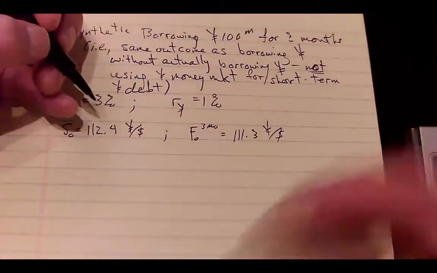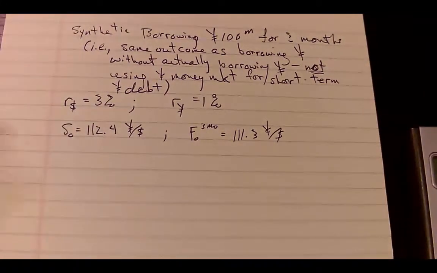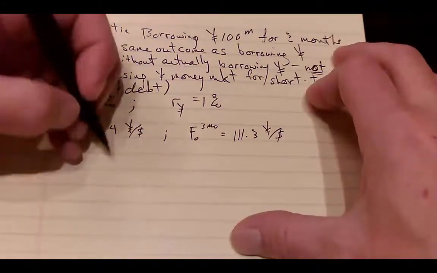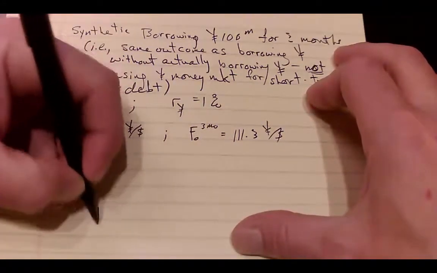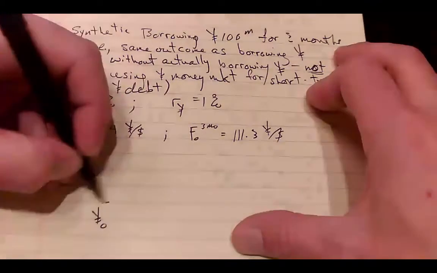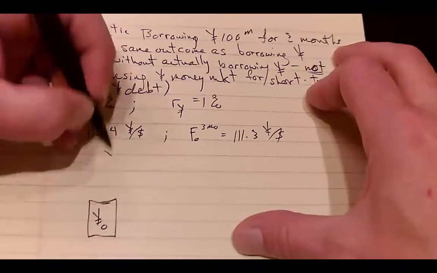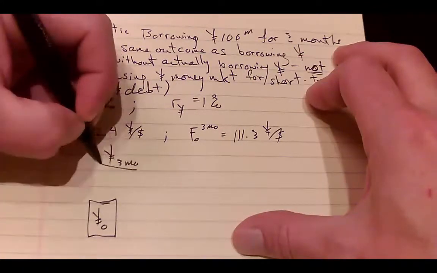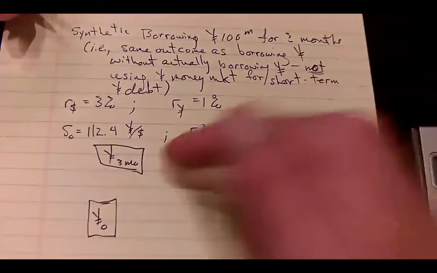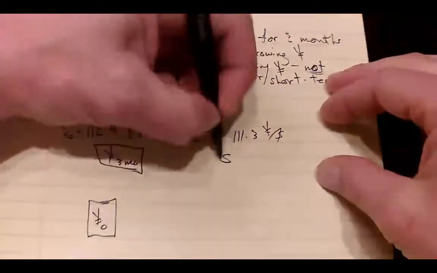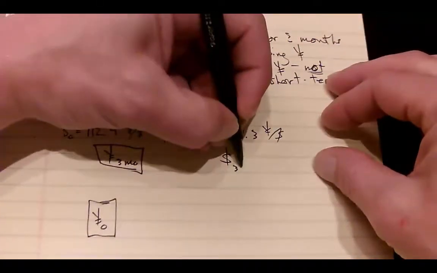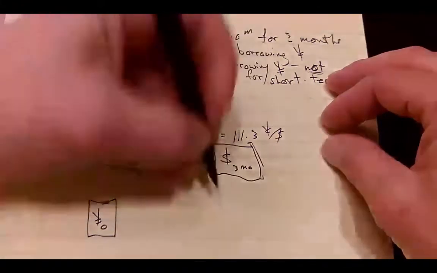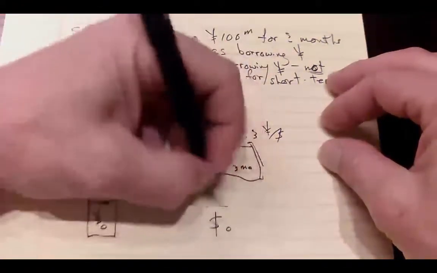We have four distinct animals, for lack of a better word. We have yen today. Put yen sub-zero, put a little box around that. We have yen in the future, that's yen 3 months from now, representing cash flow 3 months from now of yen. We also have a cash flow of dollars 3 months from now. We want the net to be zero, but to get there, we're going to have to use dollars. We have dollars today times zero.